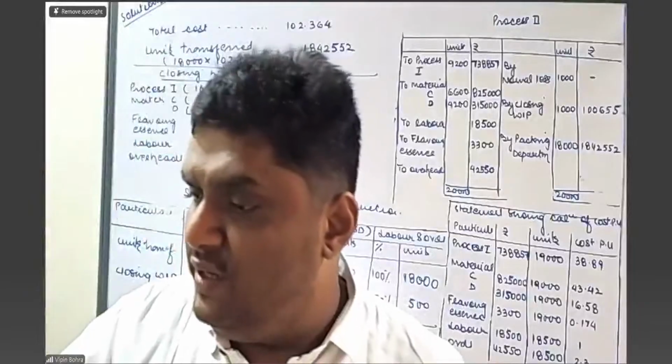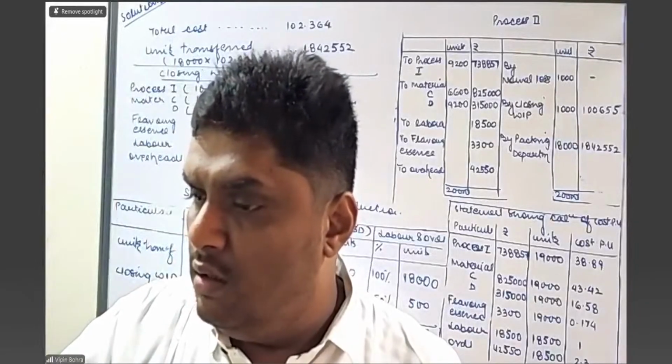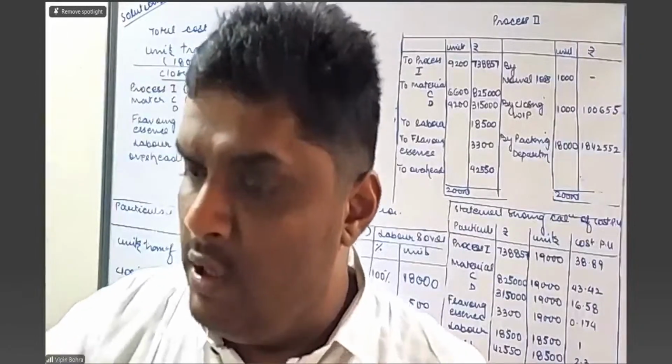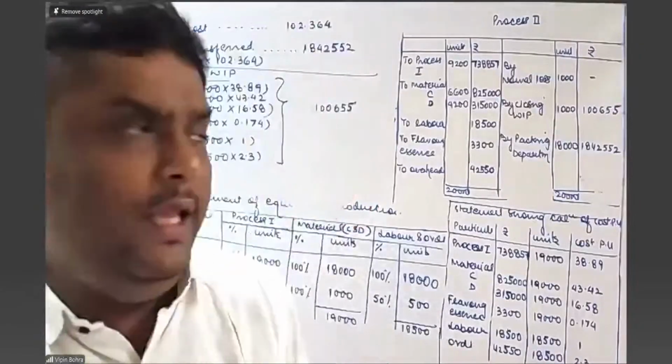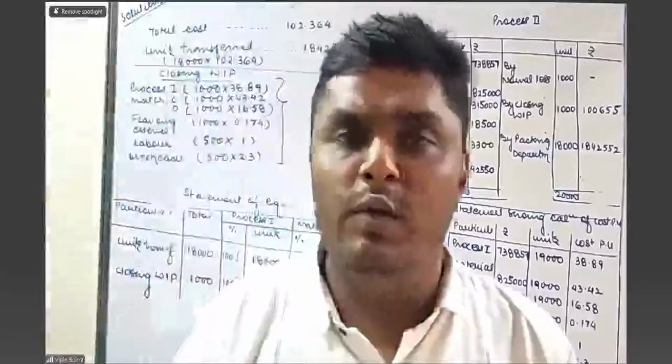Mr. Murthy asks, sir, if in case abnormal units come in the process third, I think you're talking about process second. Please explain in simple way. So herein see, Mr. Murthy, very simple. See herein we have prepared for units transferred, the percentage of completion units, and similarly, we have done this for closing work in progress also.